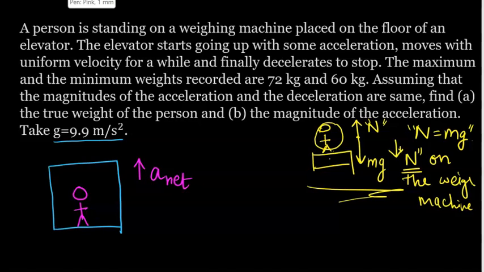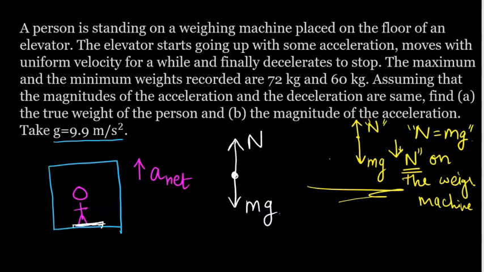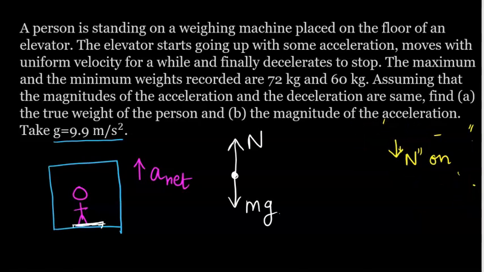I will draw the free body diagram again. N is the weight that the weighing balance will measure. N is upwards, the normal reaction due to the weighing balance on this person, and mg is downwards, the gravitational force. Now what to do? We know that the maximum weight happens when the lift is accelerating upwards.